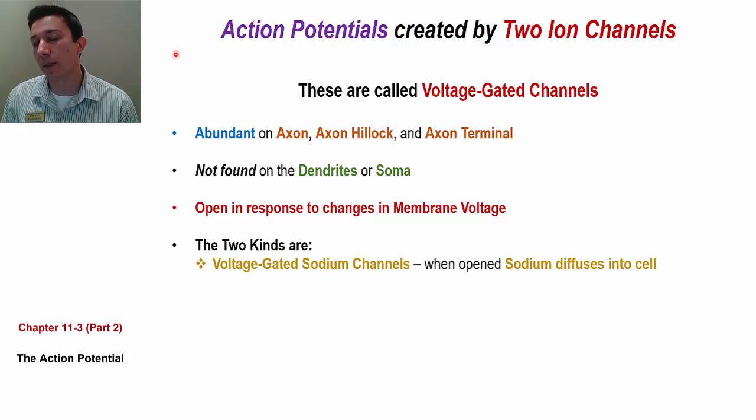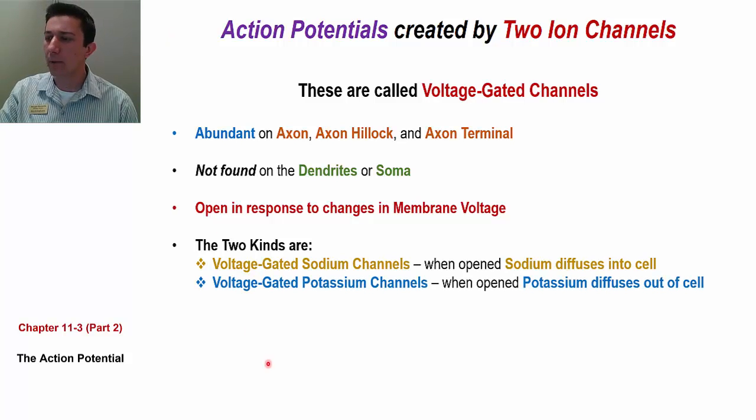And so we have two kinds. I mentioned that they were sodium and potassium channels. We have what's called a voltage-gated sodium channel. When these open, sodium is allowed to diffuse into the cell, so it brings positive charge in, making the membrane voltage rise quickly to a more positive value at the beginning of an action potential. And we have voltage-gated potassium channels, which open up at the very end of an action potential, and when they do open up, they allow potassium to diffuse out of our cell and restore the negative resting membrane voltage.